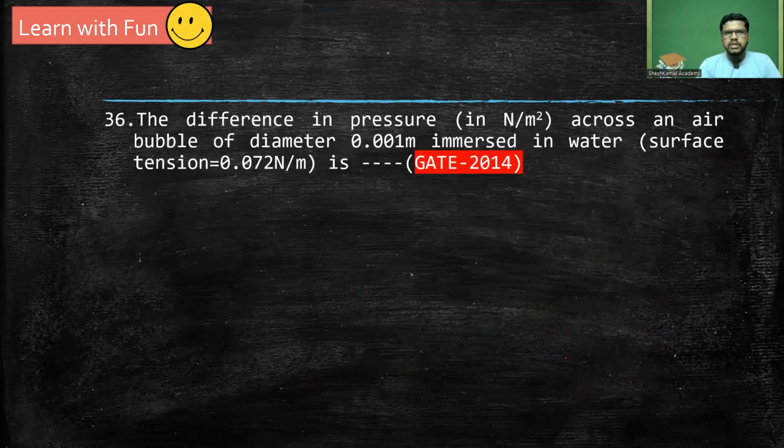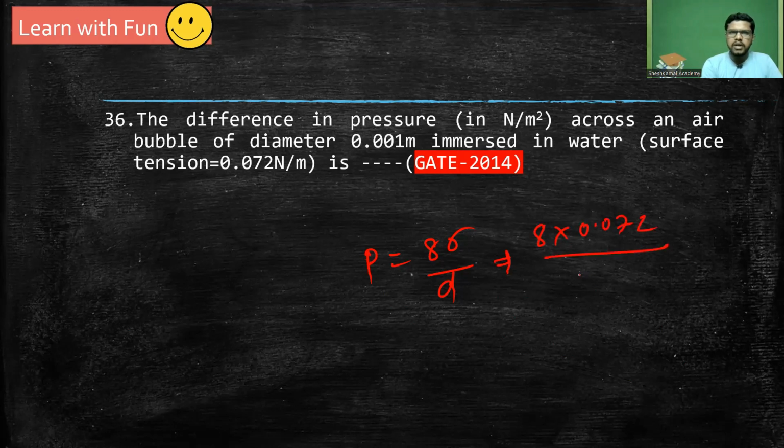Now the difference in pressure across an air bubble of diameter 0.001 mm immersed in water. So pressure difference means we have to find out the value of P, and P is equal to 8 sigma by D because it is an air bubble. So 8 into sigma is 0.072 divided by diameter 0.001, and if you solve this, you will get a value of 576.